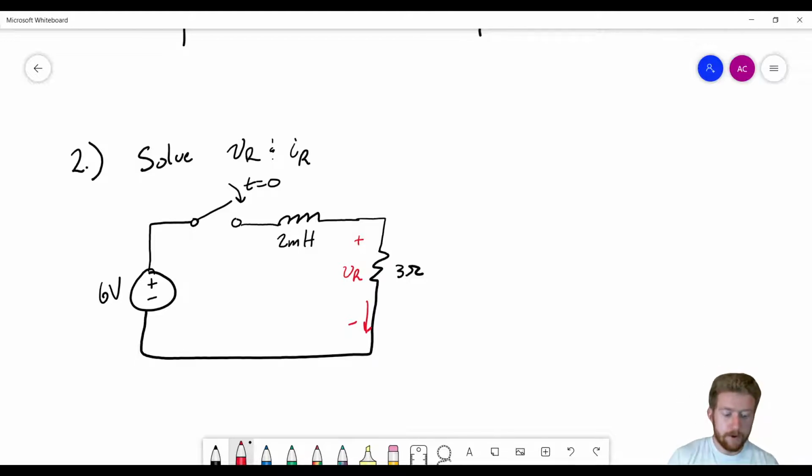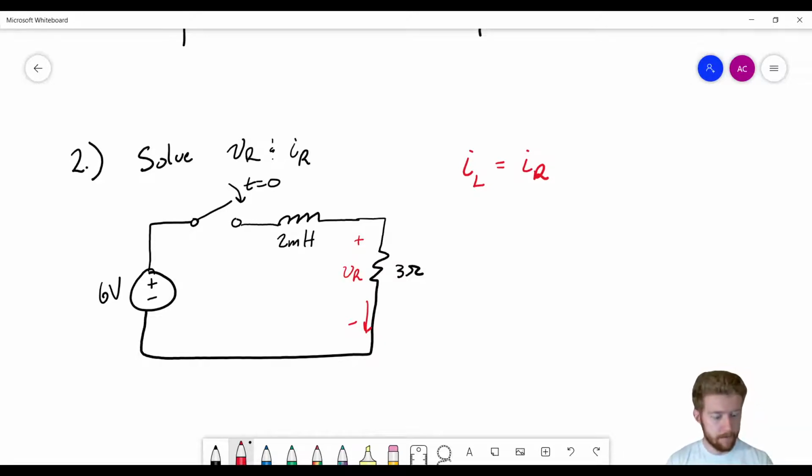So how can we go about doing this? Well, we have a formula for the current through an inductor that we know. And if we know the current through the inductor after that switch is closed, then we can just use Ohm's law to get the voltage across the resistor. And once again, if we know the current through the inductor, that's going to be equal to the current through the resistor because there's no other branch for this current to flow. So what I'm going to write here, just to make a note to myself, IL is equal to IR.